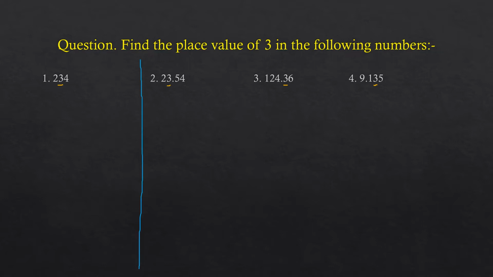How to find out the place value of a number? We just multiply the number for which we have to take out the place value with its place, right? In the first number you can see we are having 234, and we have to take out the place value of 3 here. So we will just multiply 3 with its place. Place of 3 is tens place, right? 4 is at ones place in 234 and 3 is at tens place. Therefore we will simply multiply it by 10, and this will give us 30. Therefore the place value of 3 in 234 is 30, right?